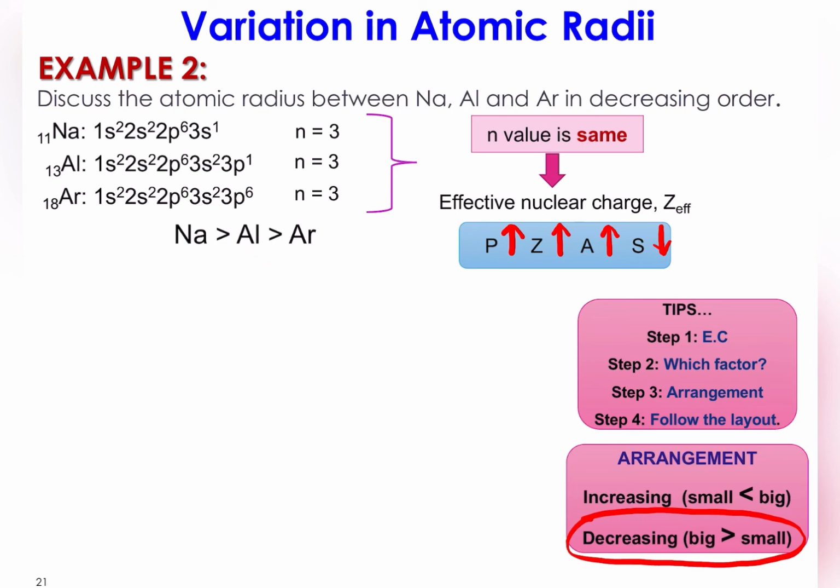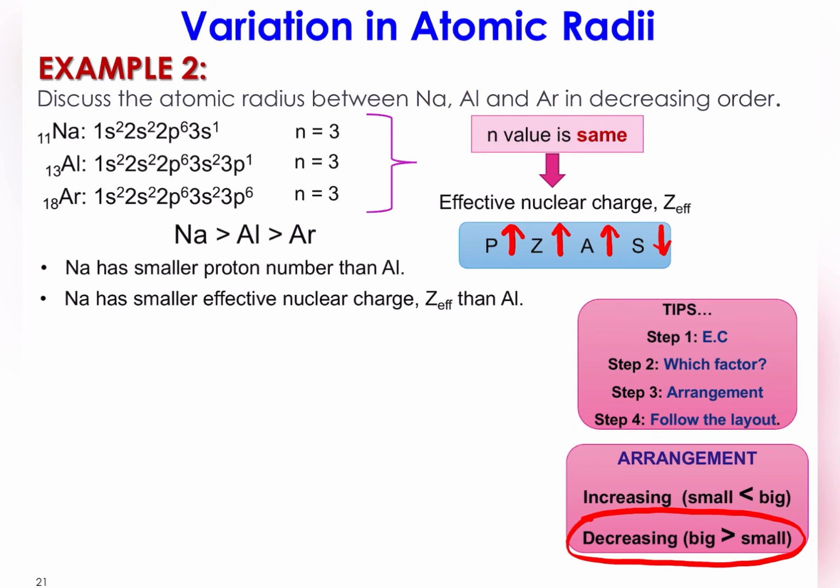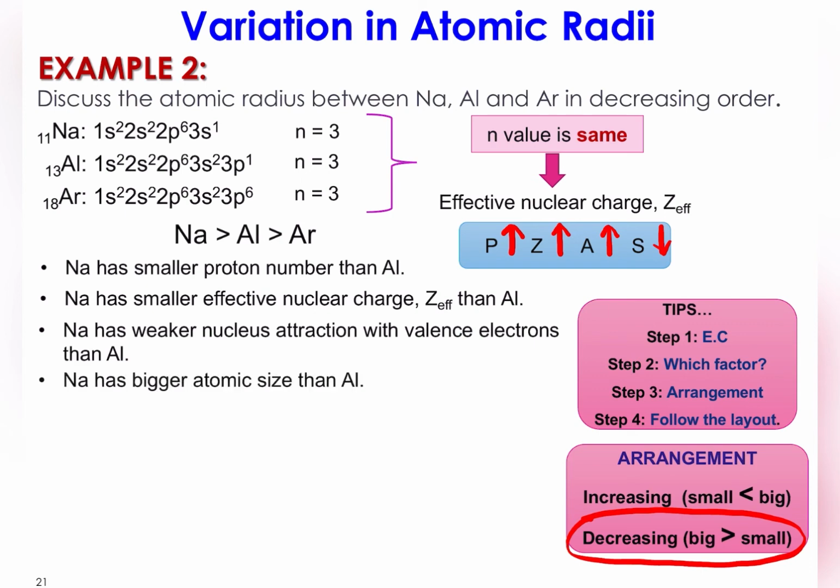So what you gonna do? Start from your subject. Saya akan mula daripada left to right. So saya start subject untuk paragraf pertama adalah sodium. So sodium has smaller proton number than Al as acronym. And then second one, kita cakap tentang effective nuclear charge. Na has smaller ZEF than Al. And the next one, Na has weaker nucleus attraction with valence electrons than Al. Na has bigger atomic size than Al. So itu cara untuk awak tulis paragraf pertama, perbandingan antara Na dan juga Al.